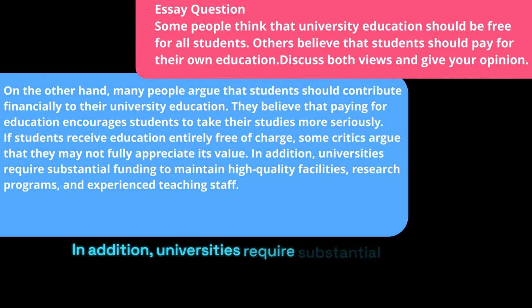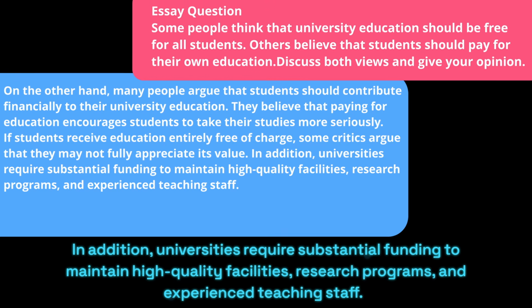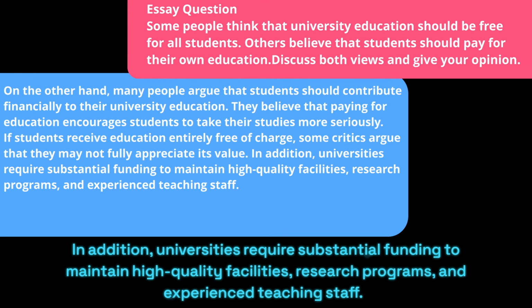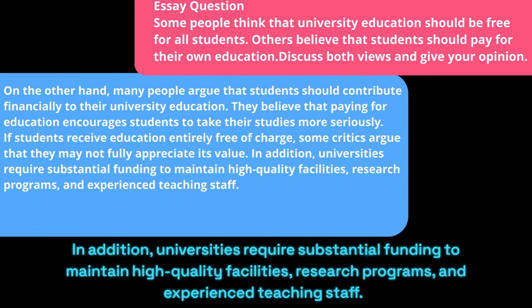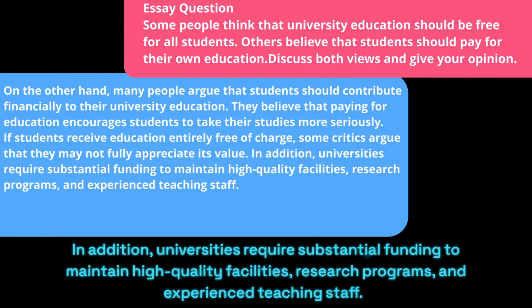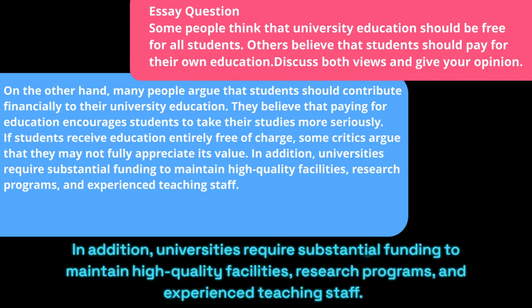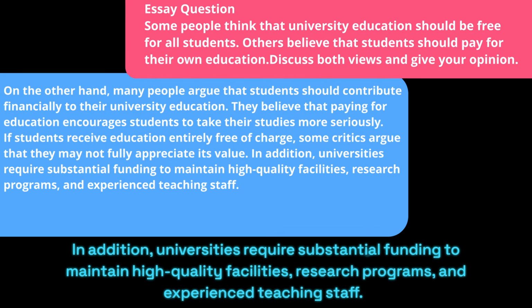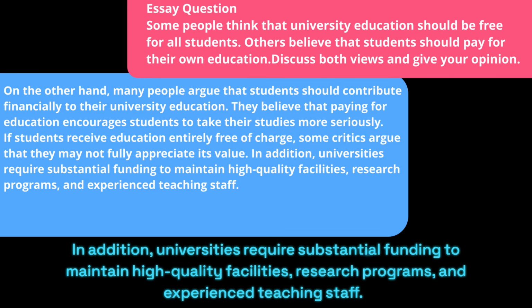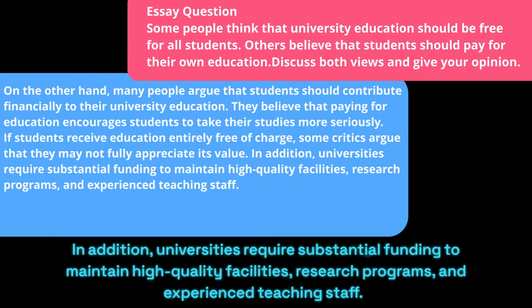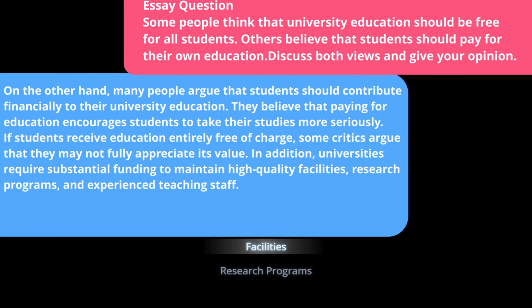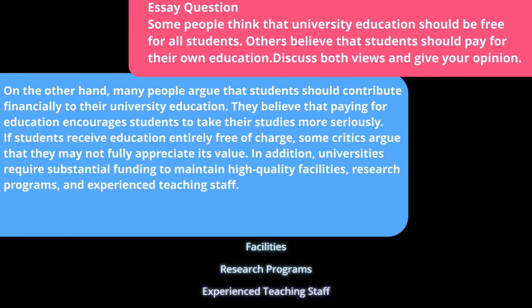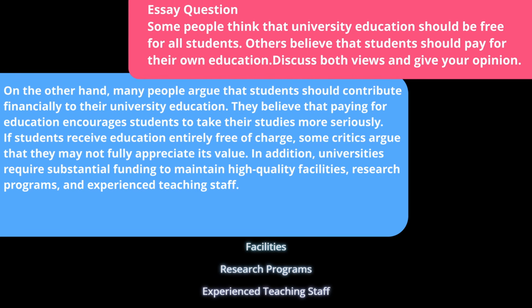In addition, universities require substantial funding to maintain high-quality facilities, research programs, and experienced teaching staff. Now let's look at this sentence carefully. This introduces a practical argument. Education is expensive. Universities must pay professors, maintain laboratories, purchase technology, and support research activities. All of these require funding. The phrase substantial funding is a useful academic expression that students can remember for essays about education, government spending, or public services. Also notice the list: facilities, research programs, and experienced teaching staff. Lists like this add detail and make the sentence more informative.